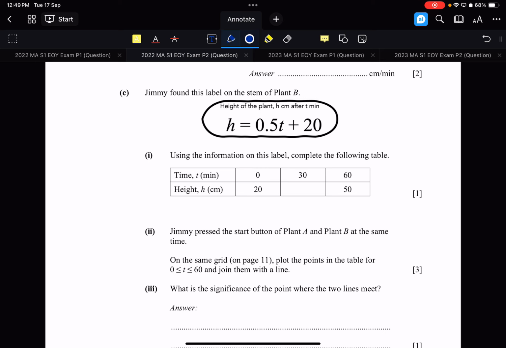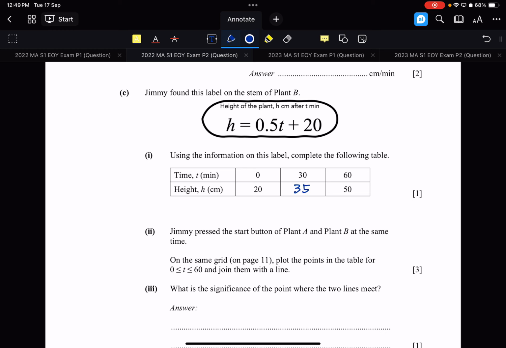One more step, Shane. You need to times -1 on both sides. Okay, back to this one, right? So use the information on this label, complete the following table. So all we need to do is use the calculator. Let T be 30, and when we calculate this out, this should be 35.